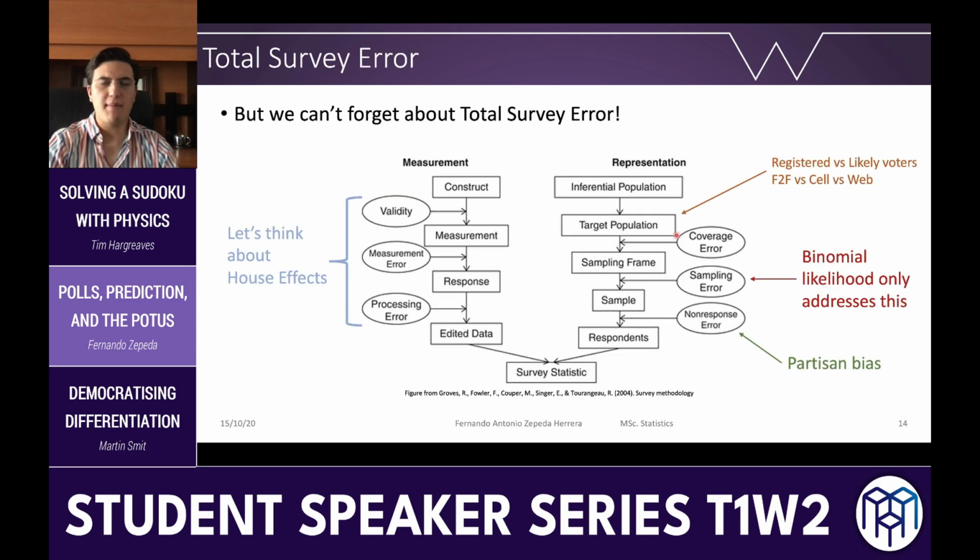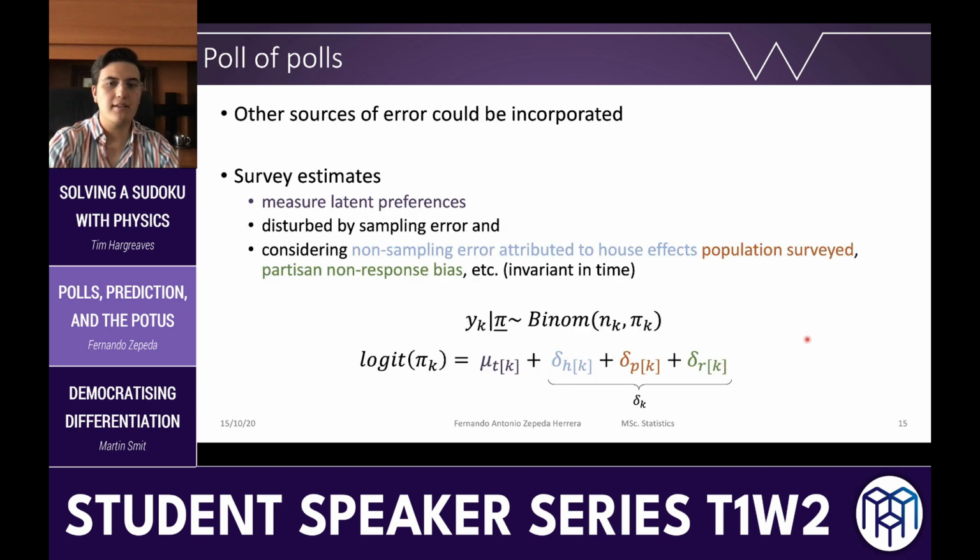But of course, this schematic tells us there are a lot of different sources of error, so we could decompose these a little bit more and acknowledge explicitly the fact that there could be differences between registered and likely voters polls, between face-to-face or telephone-based surveys. We could include corrections for partisan non-response bias and different things that will still have the same idea. It's the latent preferences being disturbed both by the sampling but also by non-sampling errors that could be decoupled but could be thought of as these delta K parameters, right?